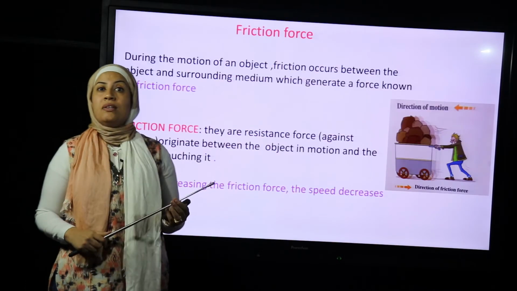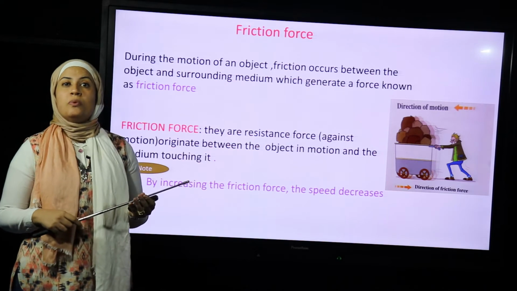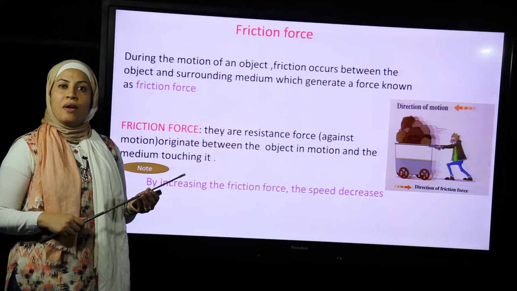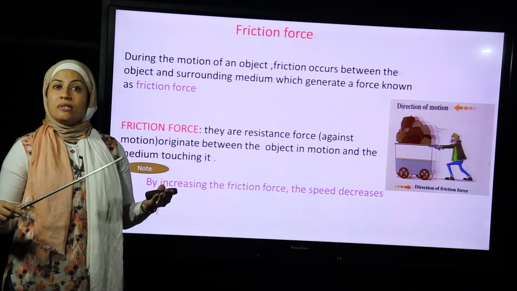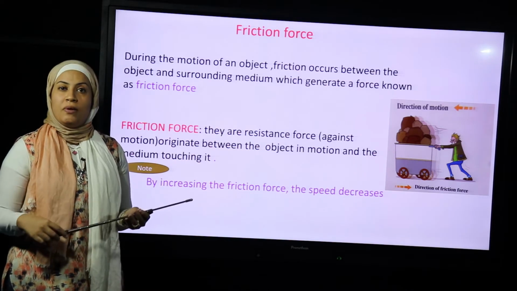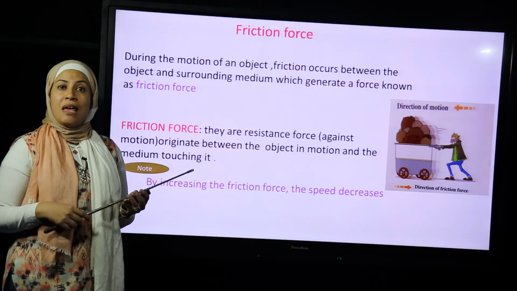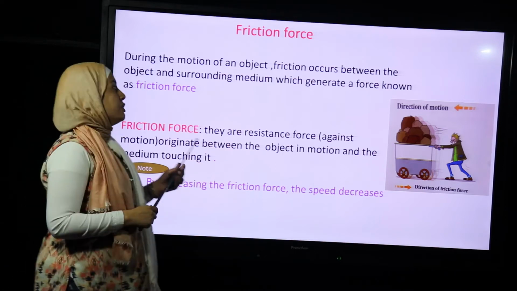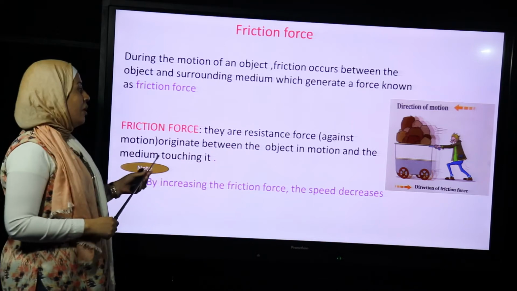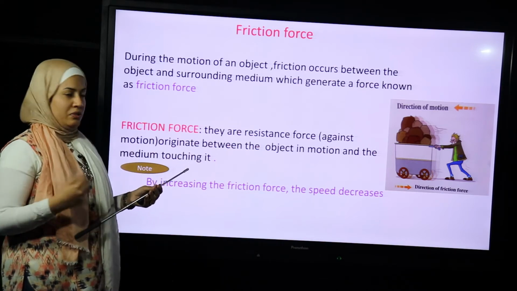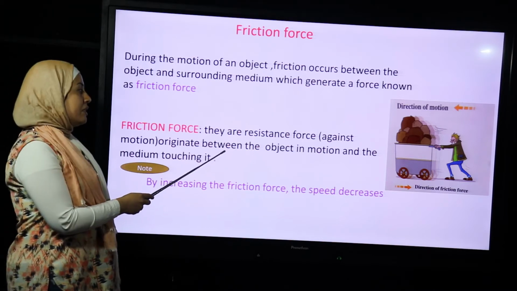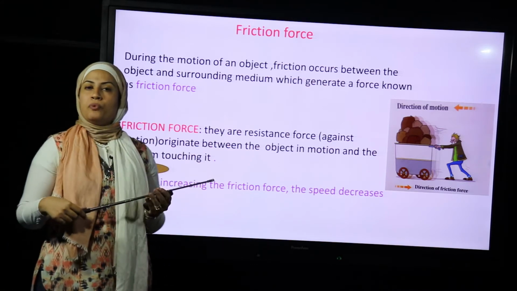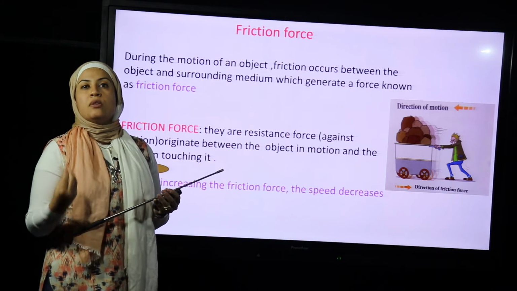Now we will talk about the second type of force that originates due to motion, which is friction force. We talked before about friction force in primary 5, and we discussed that it is a force that acts in the opposite direction of movement and helps to stop or decrease the speed of an object. So what is the meaning of friction force? It is the resistance force against motion, which originates between the moving object and the medium touching it. And it helps the object to stop or slow down.